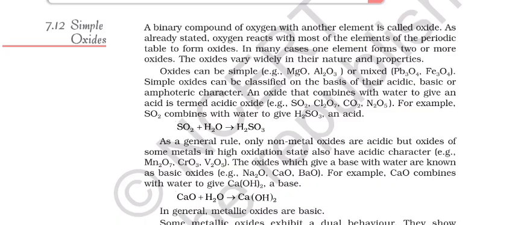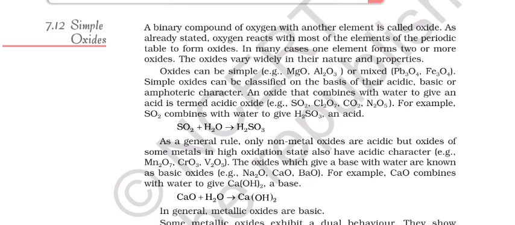Simple oxides. A binary compound of oxygen with another element is an oxide. As already stated, oxygen reacts with most of the elements of the periodic table to form oxides. In many cases, one element forms two or more oxides. The oxides vary widely in their nature and properties. Oxides can be simple or mixed. Simple oxides can be classified on the basis of their acidic, basic and amphoteric character.